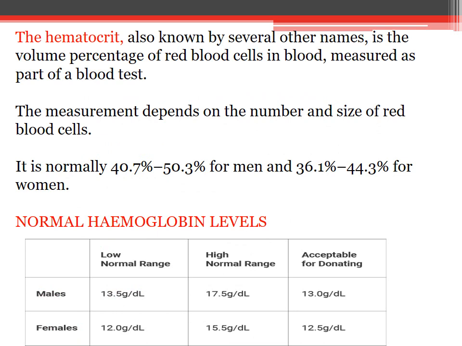And what I was telling you about the hematocrit. The hematocrit is also known by several other names. That is nothing but the volume percentage of the red blood cells in blood. So that is what is called a hematocrit value.